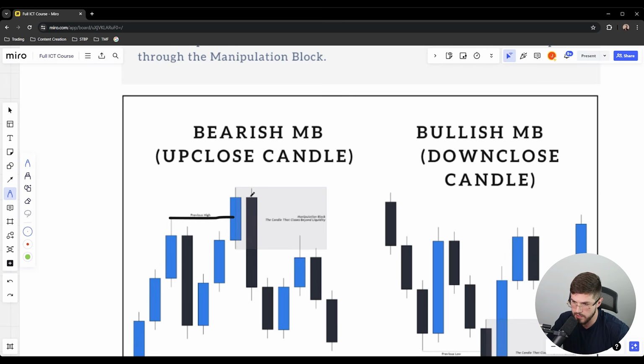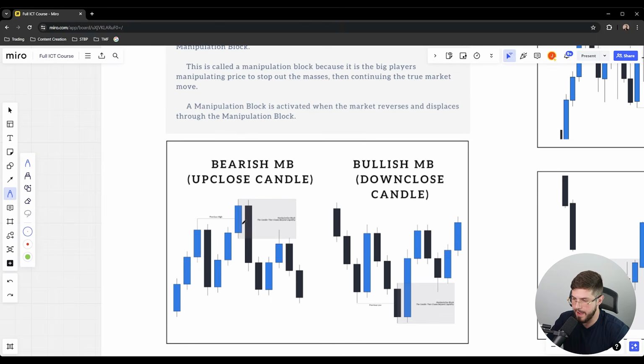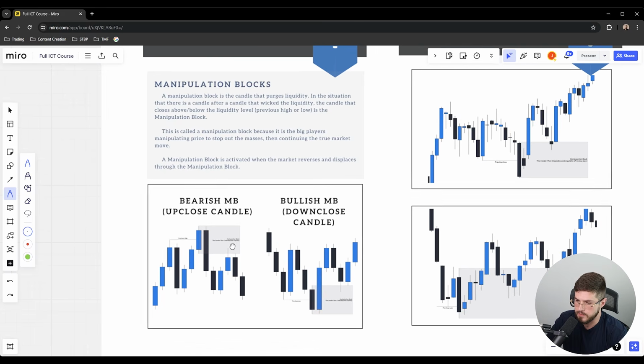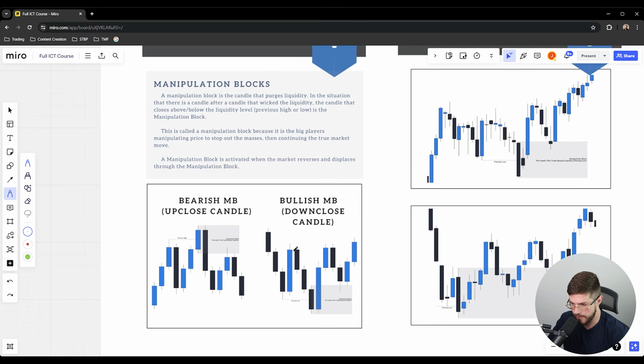Now, what is it engulfing? When this candle's body engulfs this candle's body, okay? Very, very, very powerful concept, okay? So this is going to be one of the most powerful things you will ever learn from me or ever learn as a trader, period.